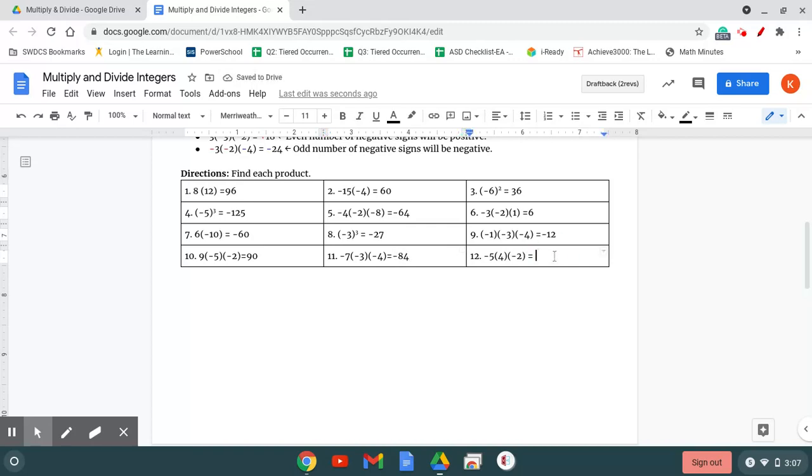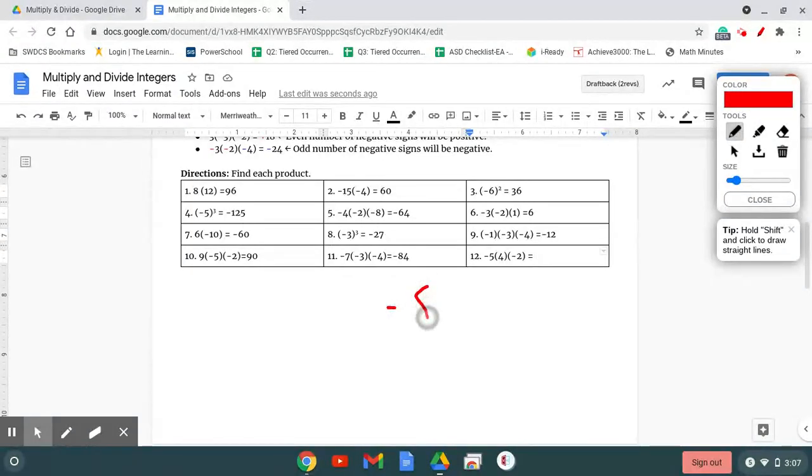Last one we're going to do today. Negative 5 times 2, 4 times negative 2. All right, so I'm going to write this down. Negative 5 times 4 times negative 2. I have two negative numbers, so my answer is going to be positive. Again, this one I'm looking at thinking, how can I solve this to make it a little bit easier on me? And there's two ways you can do it. You can either take 5 times 2 and make it 10, or you can take 5 times 4 and make 20, which is pretty easy too.